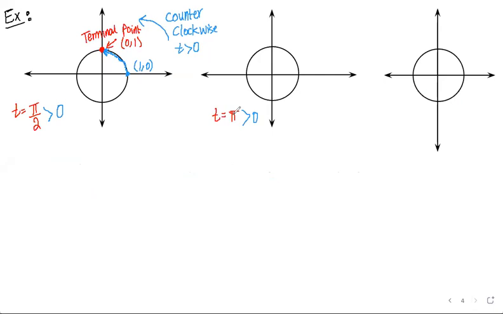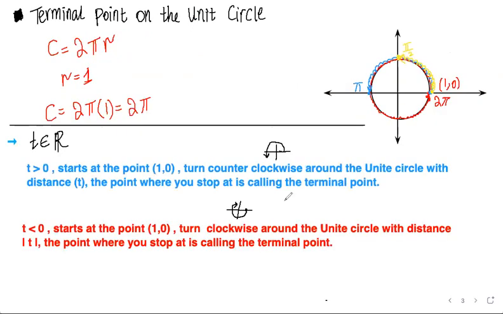Can you explain pi over 2? Yes. Again, for t equal pi over 2, the distance is from here to here, and it is greater than 0, so it is positive. So this is counterclockwise, moving like this. So t belongs to the reals. t is the distance, and if it's positive, okay.